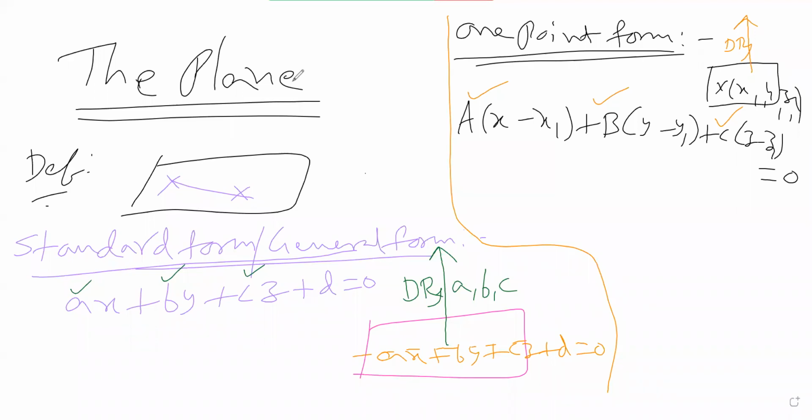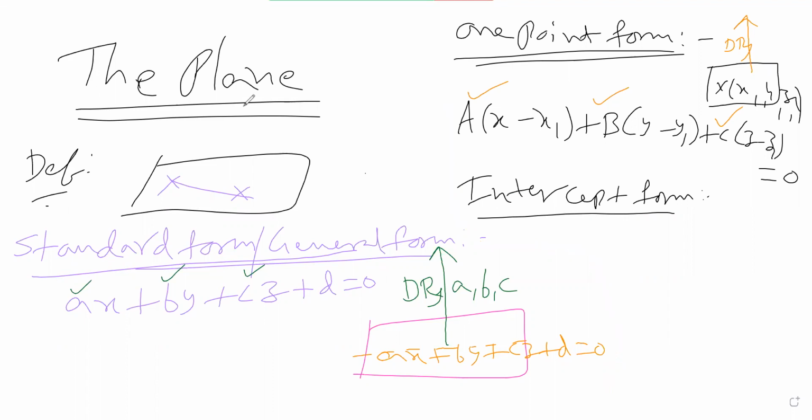Now another form is the intercept form of the plane equation. In the case of the intercept form, the equation is x/a + y/b + z/c = 1.